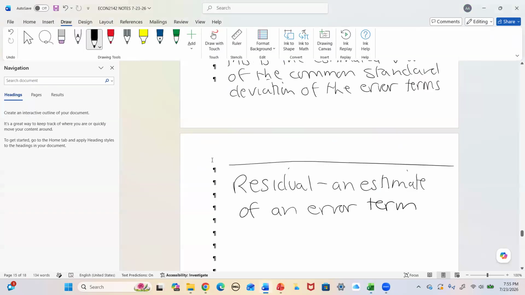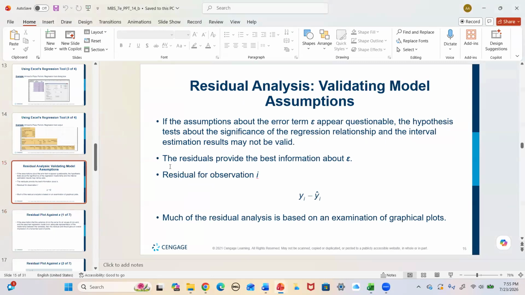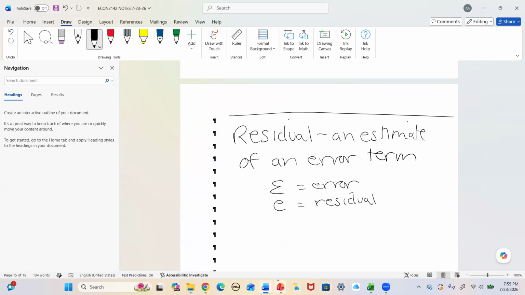Or think of it as the sample version of the error term, which comes from the population. And it's written in a very special way. Also, I just want to point out, I don't know if this book does this or not, but if you have epsilon for an error term, often you'll see the Roman E used for a residual. And if that's the case, the residual for observation i is yi minus yi hat.